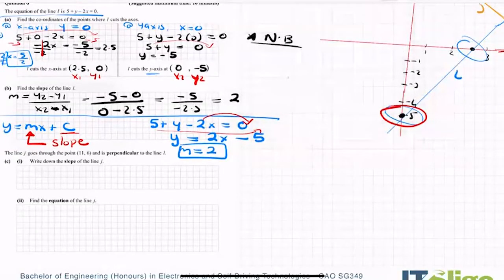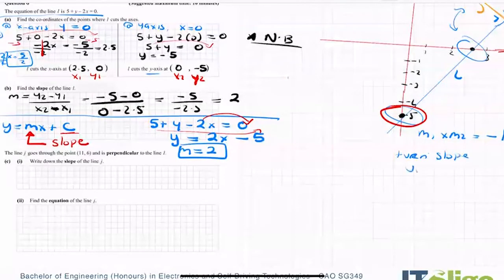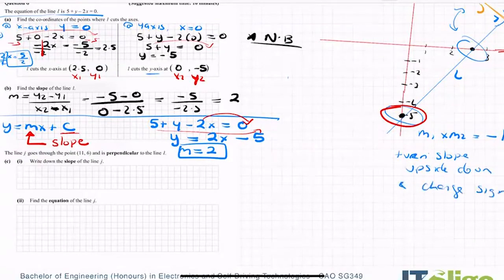Okay, and they're perpendicular to each other, which means they're at right angles to each other, which means their slopes are not equal, but their slopes multiplied by each other will give you -1. Or the relationship between the slopes: turn it upside down and change sign. So that's the bit of theory we are going to be using. I figure that out when I see perpendicular lines.